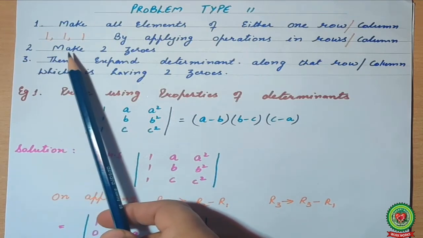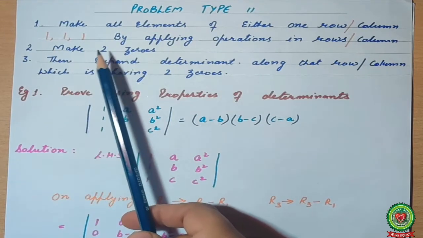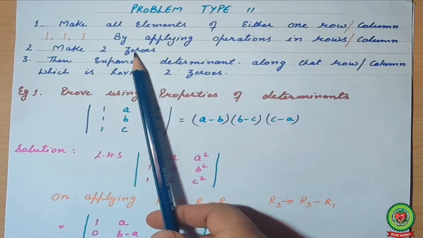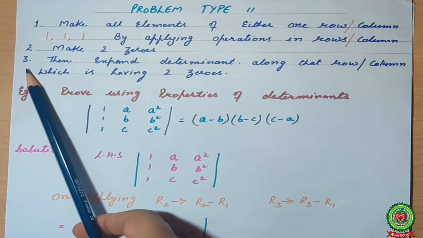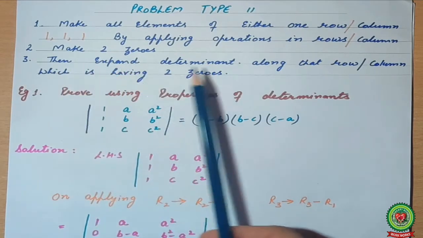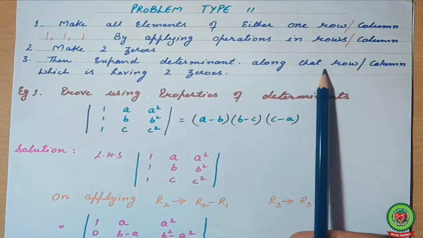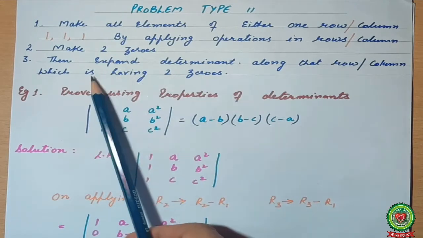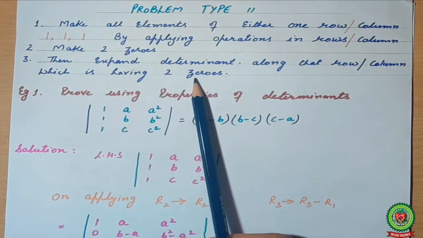Then step number 2. Make two zeros in the same column or in the row. Then step number 3. Then expand determinant along that row or column which is having two zeros there.